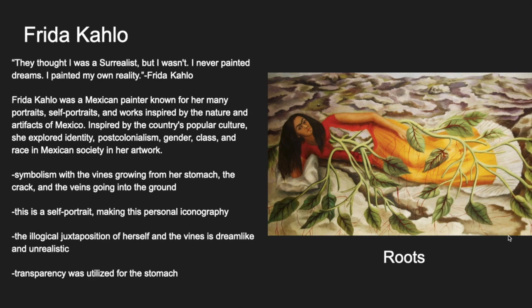This is a self-portrait, and that makes this personal iconography. It has to do with her own identity, as well as experiences that she has had. The illogical juxtaposition of herself and the vines is dreamlike and unrealistic. Obviously, this is not imagery that you would see in real life. Transparency was also utilized for the stomach, which is a key characteristic in some artwork that was a part of Surrealism.